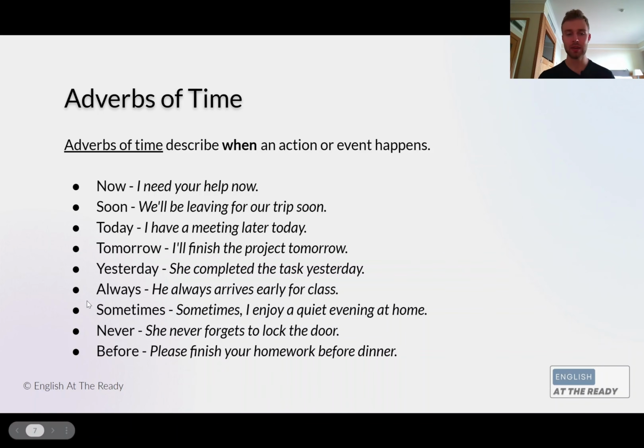So again, this is just to give you a general guideline of the different categories, but obviously there could be some adverbs that are both adverbs of time and adverbs of frequency.